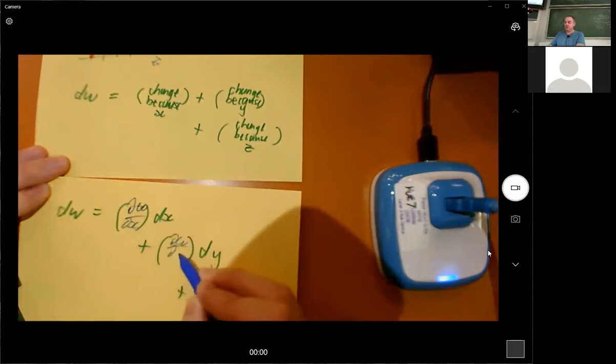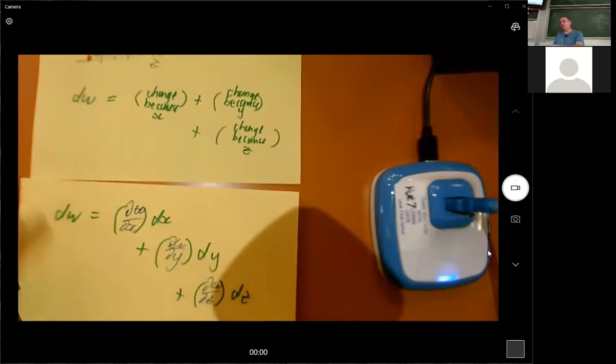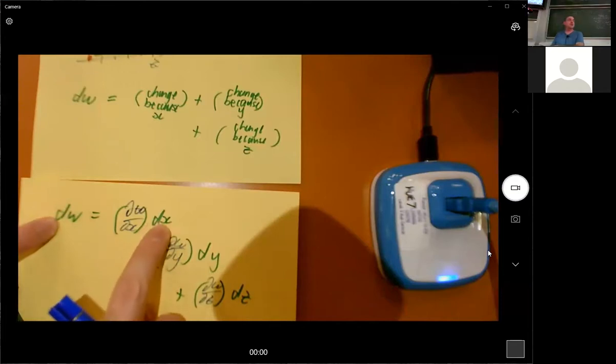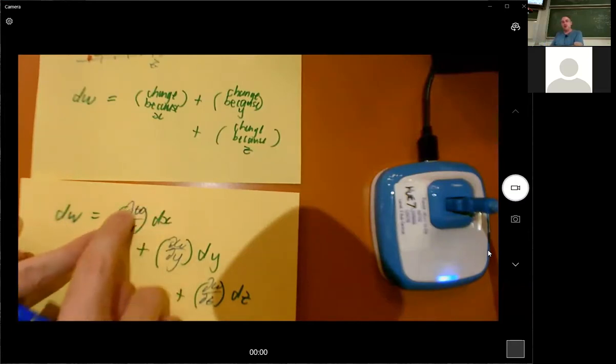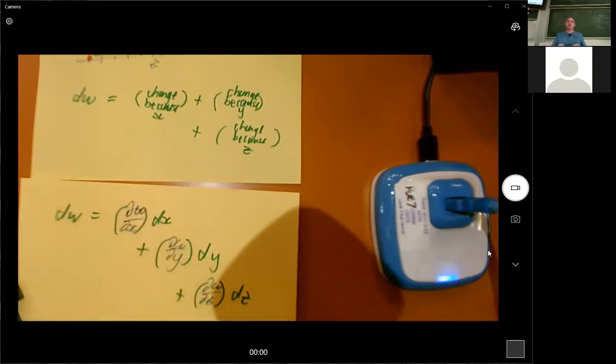Curly dW on dx, and curly dW on dy, and curly dW on dz. That's what this is. This is how quickly W changes when X changes. So if I move X forward by a teeny tiny bit, I would expect W to move forward by this times that bit. And the reason we have to put this here is that this will be different depending on where X is.